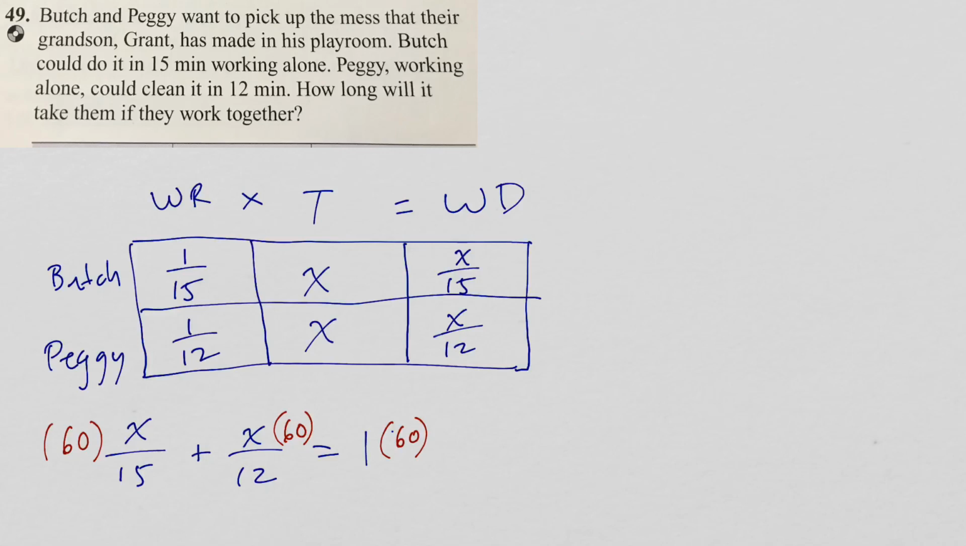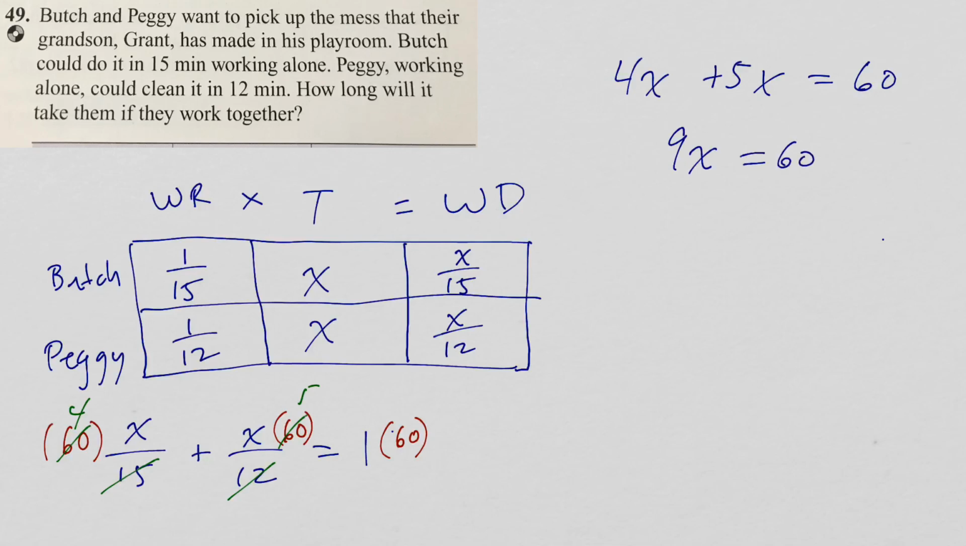Okay. So I'm going to divide: 15 goes into 60 4 times, so I end up with 4x there. 12 goes into 60 5 times, so I end up with 5x. And this is 60 times 1 is 60. So 5 plus 4 is 9x equals 60. So x equals 60 over 9. If I divide everything by 3, I'll get 20 over 3, which is 6 2/3 minutes.